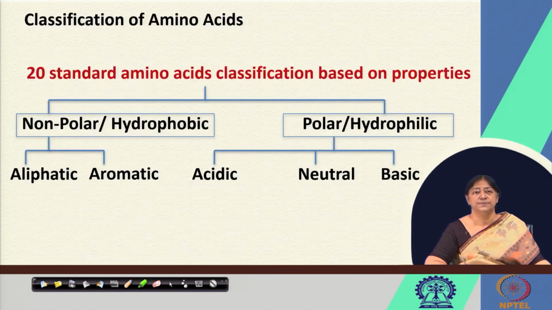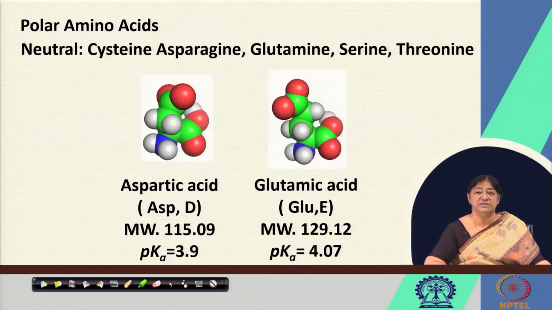And of course, their relative position in the proteins is going to depend upon the type of protein that we also look at. The 20 standard amino acids that we looked at in our class last time: we had the non-polar or the hydrophobic type, and we had the polar or the hydrophilic type, where we have an aliphatic aromatic set, or we have an acidic, neutral and basic set.